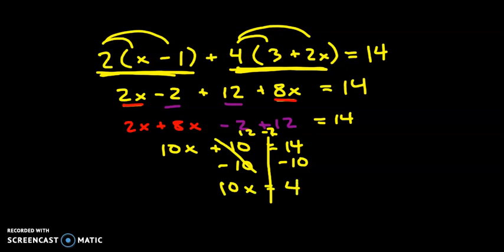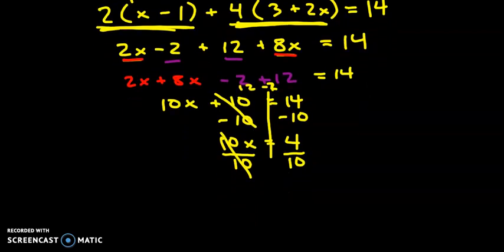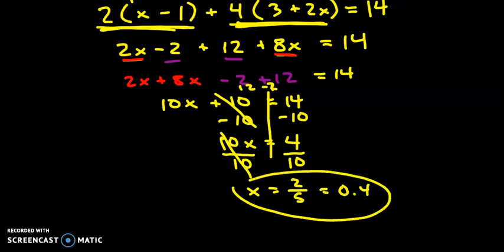Last step is typically dividing, right? Whenever we have a number in front of x, so we have a coefficient of 10, we're going to divide by that coefficient, and I can simplify this a little bit and get 2/5, or you could say 0.4. There's our answer there.